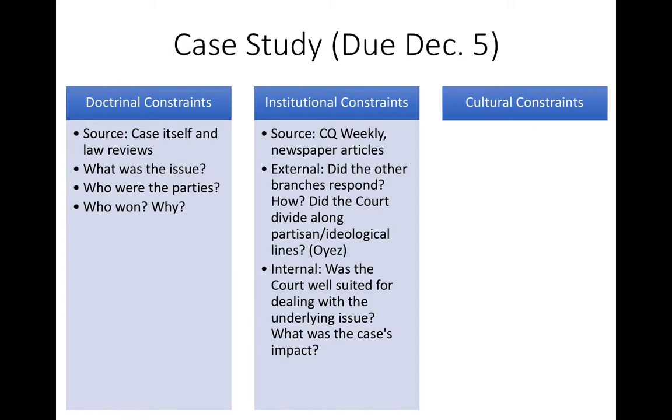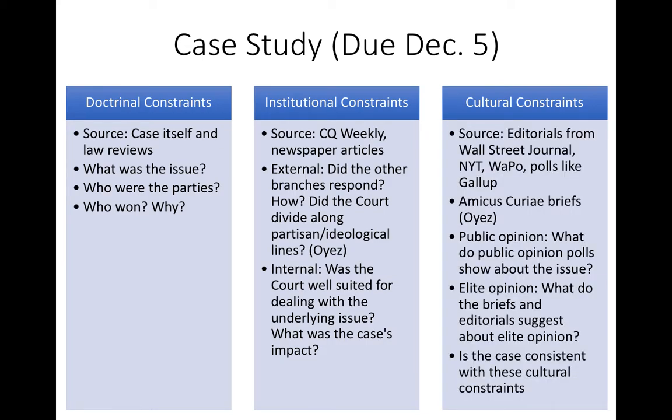For example, he wrote the majority opinion in Obergefell versus Hodges, which was the Supreme Court case that famously legalized gay marriage across the country in 2014. So just some stuff to think about there regarding external institutional constraints. As for internal institutional constraints, you need to think about whether or not the court was well suited for dealing with the underlying issue. Were there constraints about who could bring the case to them, or constraints about how they were organized, etc., as well as what was the case's impact.